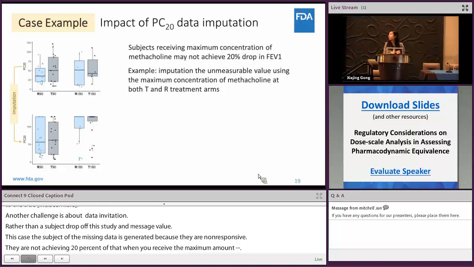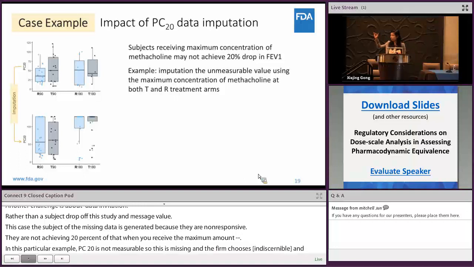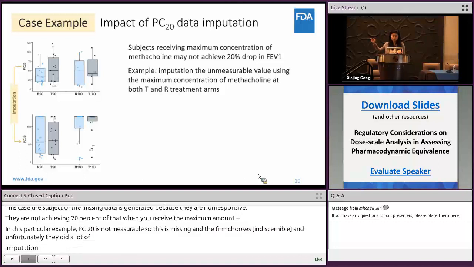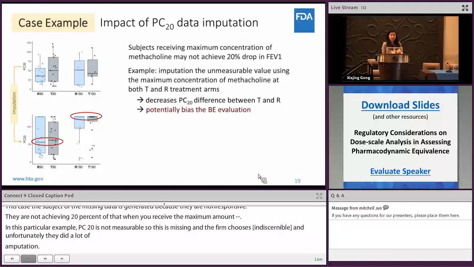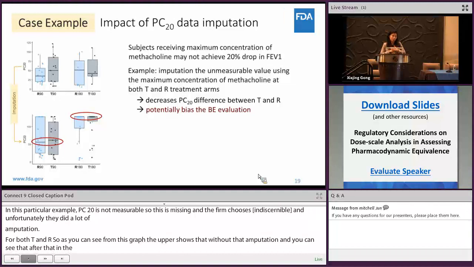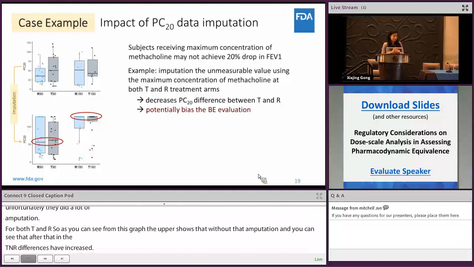As you can see from this graph, the upper shows the data without imputation, and the lower shows it with imputation. You can see that after the imputation, the T and R differences significantly decreased. It's almost as if, by imputing the data, they're trying to make T and R more equivalent. And this is a concern because it might potentially bias the BE evaluation.